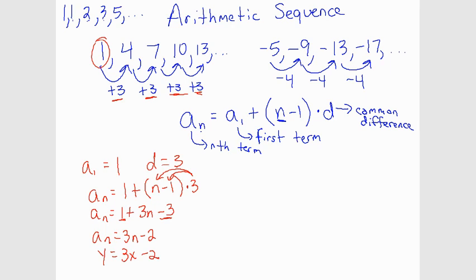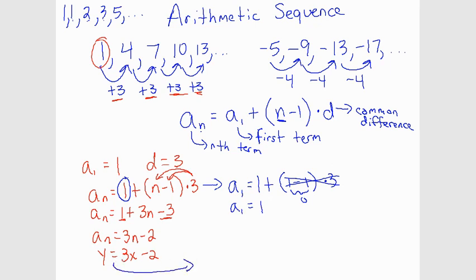We can see the common difference there. Now, the main difference, sorry, we can see the similarity, not the difference. The main difference I wanted to talk about is notice how we start when n is equal to 1. So if I were to plug in 1 here, I'd get a sub 1 equals 1 plus quantity 1 minus 1 times 3. Well, this would give me 0, which will cancel this out, and I get a sub 1 equals 1. Whereas with a slope-intercept equation, I start when x is equal to 0.